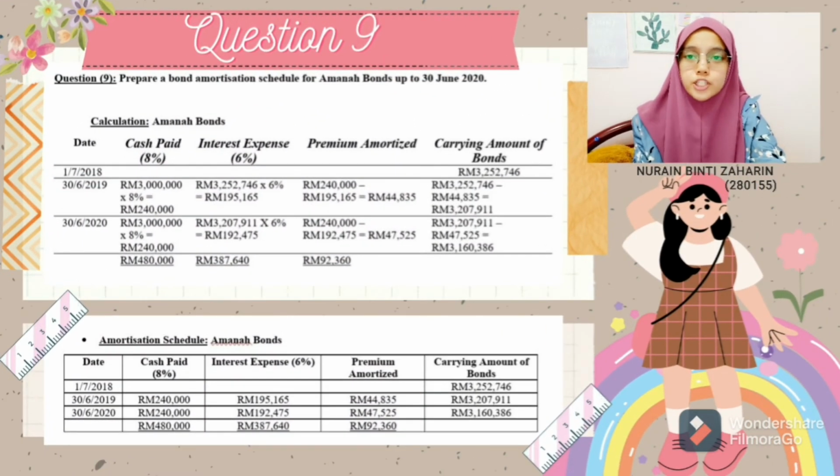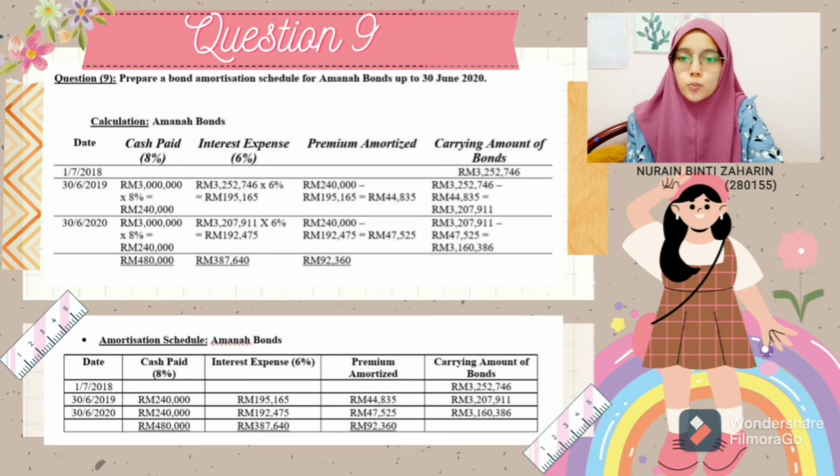Okay, next, for question 9. This question requires us to prepare a bond amortization schedule for amanah bonds up to 30 June 2020. The calculation will be like this. On 1st July 2018, the carrying amount of bonds is 3,252,746. So, on the transaction on 30 June 2019, the cash paid is 8%. To get the cash paid for this 8%, we need to multiply 8% with the maturity value of 3 million ringgit to get 240,000 ringgit.